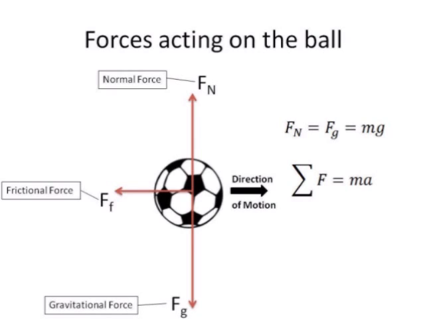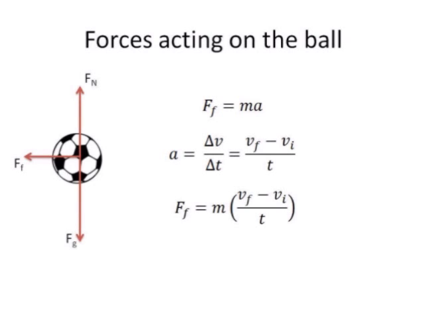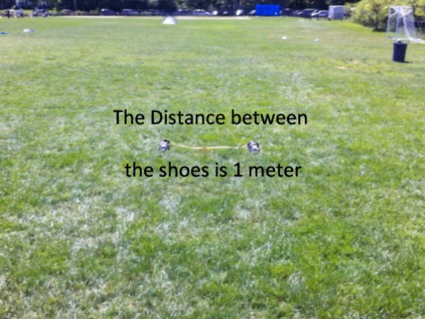According to Sir Isaac Newton's second law of motion, the net force on an object is given by the mass of the object multiplied by its acceleration. The force of friction on the soccer ball is thus the mass of the ball times its acceleration. Since acceleration is the change in velocity divided by the change in time, we can find the force of friction on the ball by finding the initial and final velocities, the time taken, and the mass of the ball.